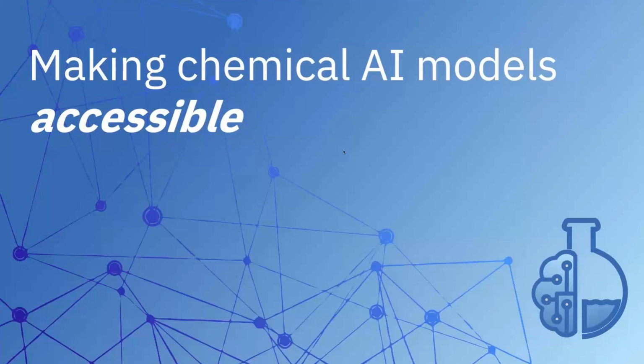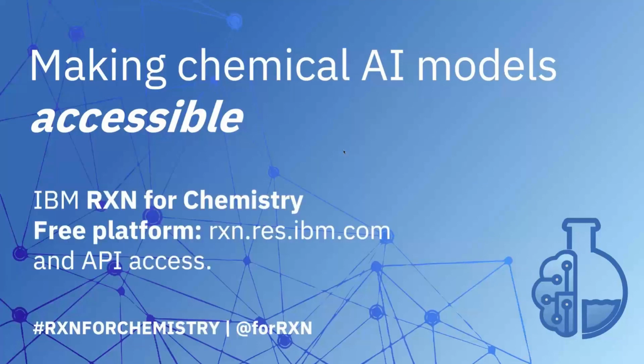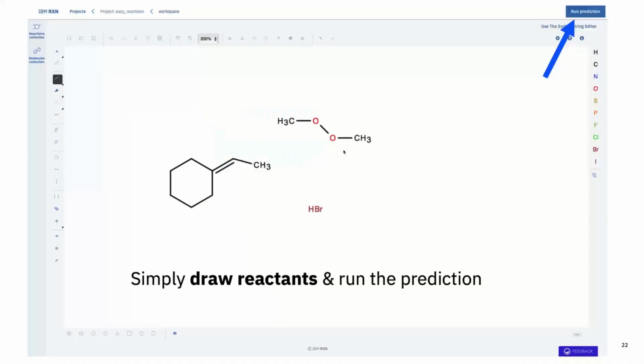At IBM Research, we like to make our chemistry AI models accessible to the world. And we do this through this IBM Reaction for Chemistry platform, which is free, and there's even an API access, so you can check it out.